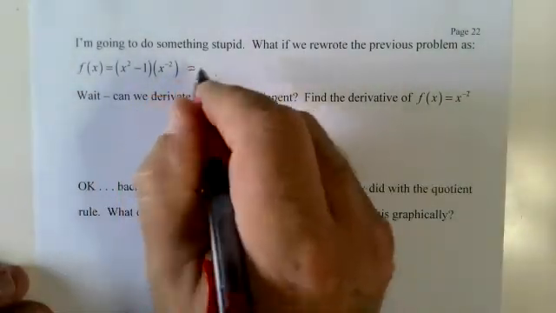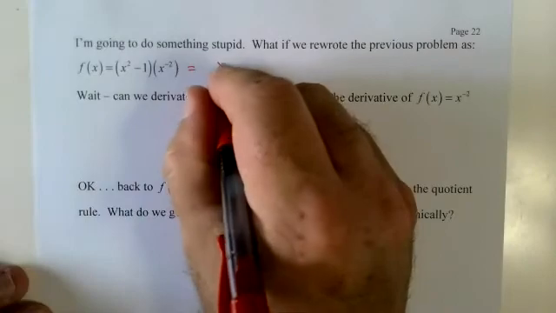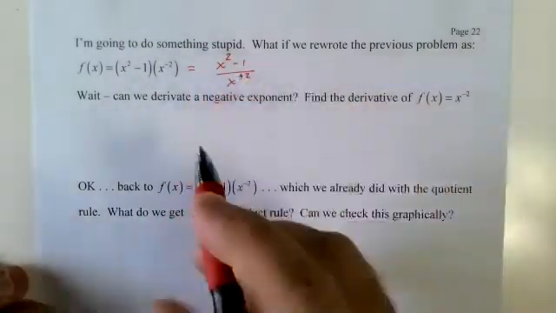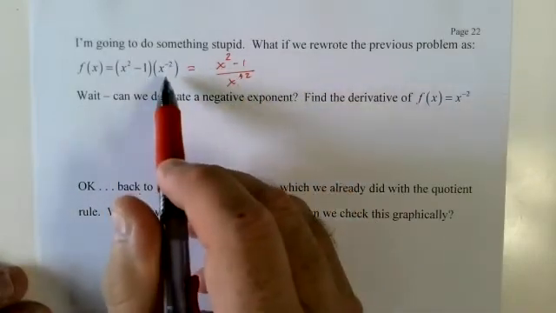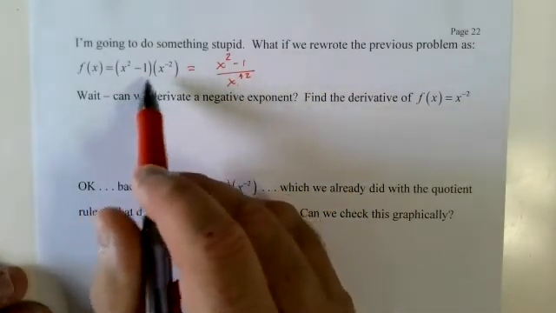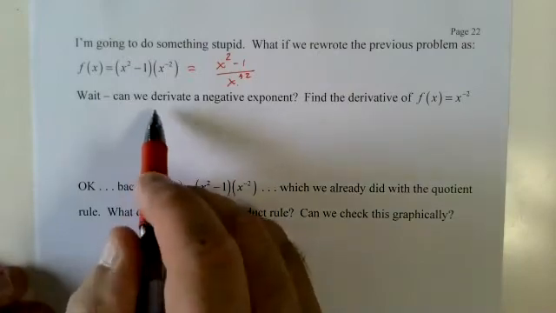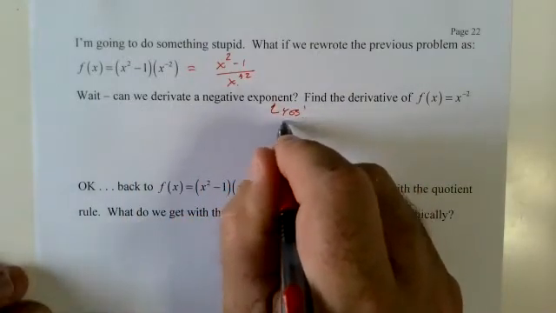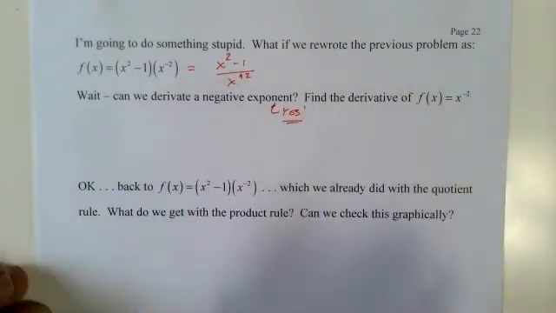This was the same function as before. I'm going to do something stupid: x squared minus 1, x to the negative second. Whoops, it's a positive second. We're going to make this negative and throw it up top. And hey, that's a product. Let's do product rule now. Can we do a negative exponent? Yeah. Same exact rules. Throw it out front, subtract 1.